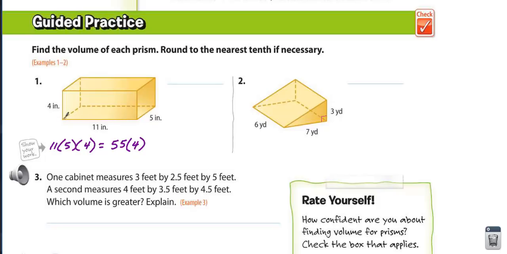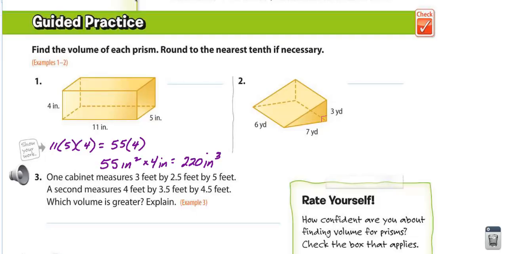Now that 55 would be the area of this base. Let's try that again. Would be the area of this base, which would be 55 square inches. And then we would multiply that by the 4 inches. And that would give us 220 cubic inches.